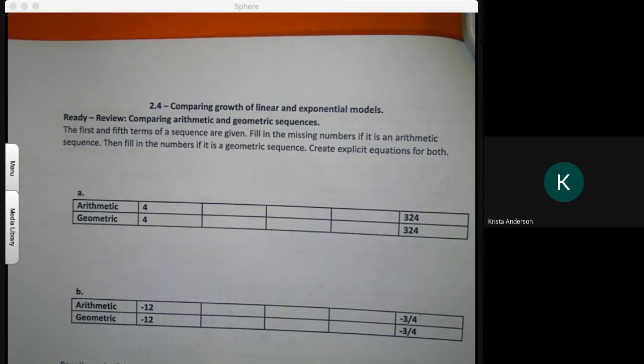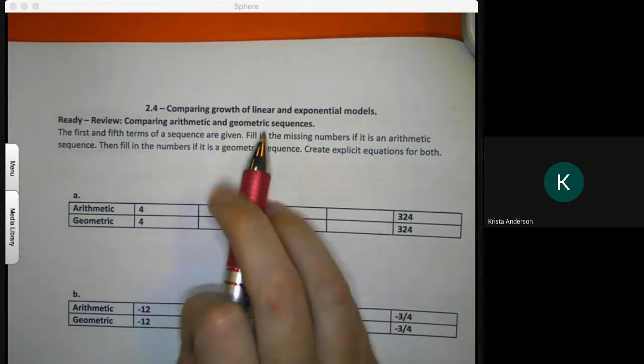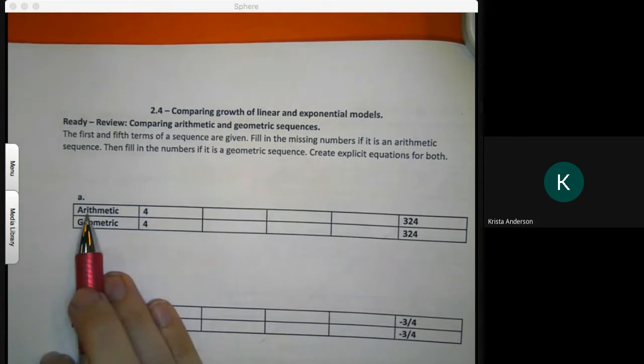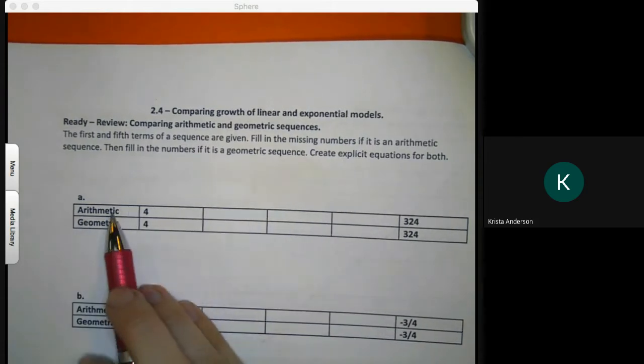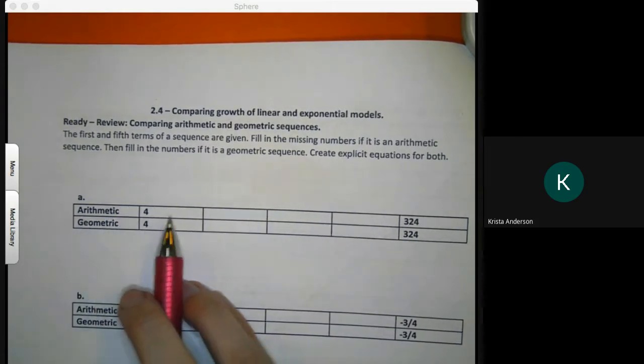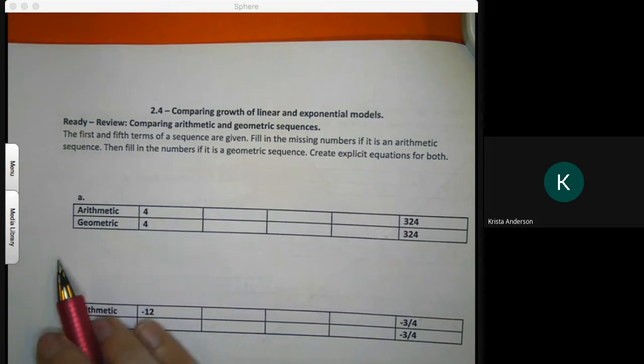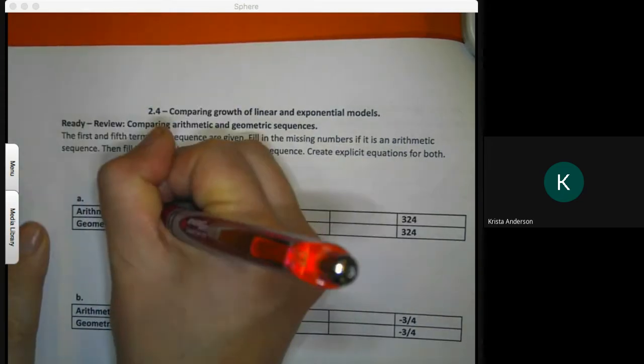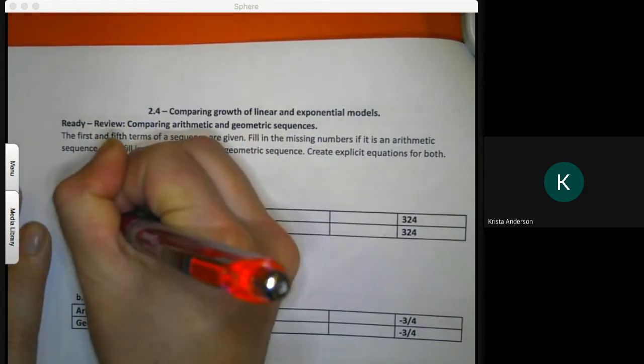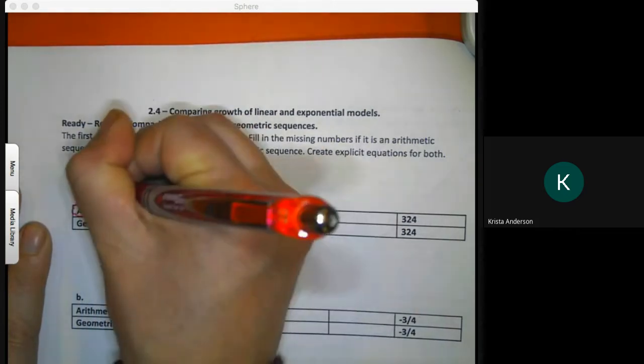For our first section, we are going to be comparing arithmetic and geometric. So on section A, you'll notice the top section wants us to do an arithmetic sequence. The bottom one wants us to do geometric. So we're going to do two separate ones. This top one, arithmetic, means they want us to add.